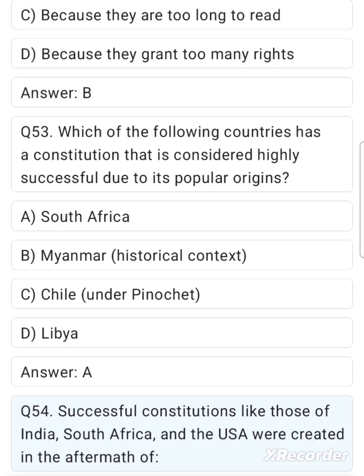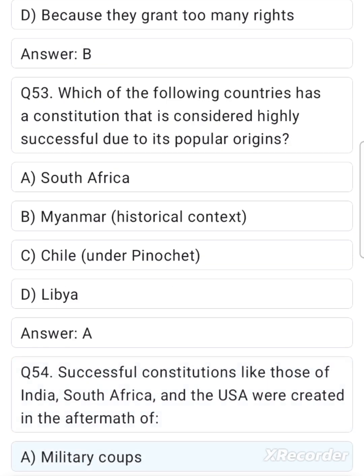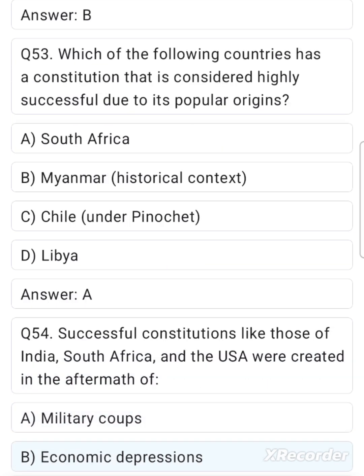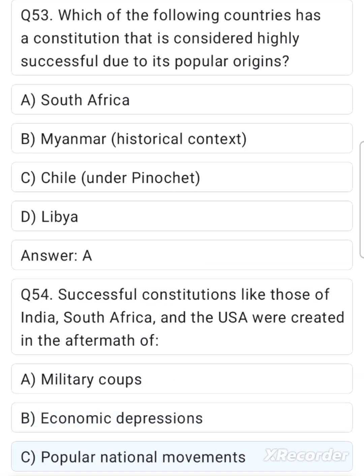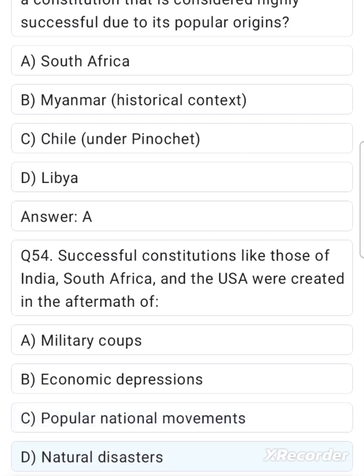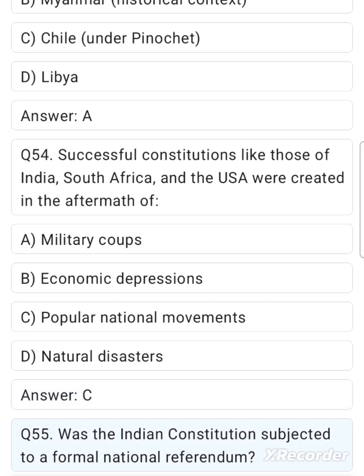Successful constitutions like those of India, South Africa, and the USA were created in the aftermath of: A. Military coups. B. Economic depressions. C. Popular national movements. D. Natural disasters. Answer: C.